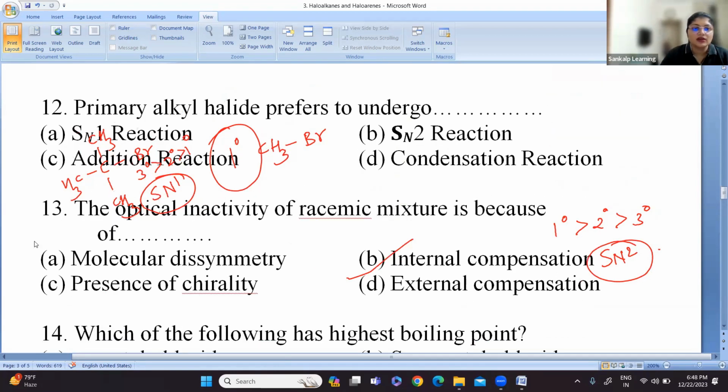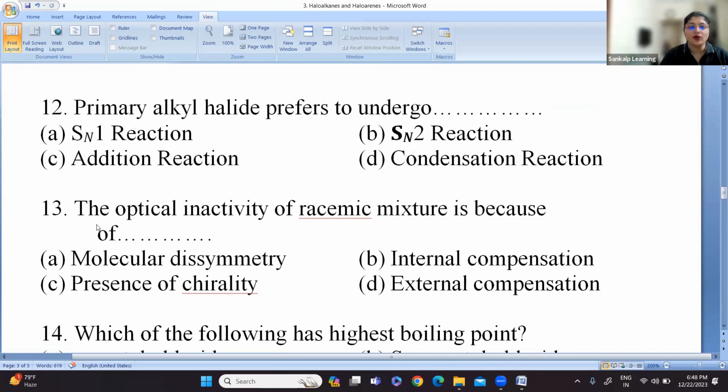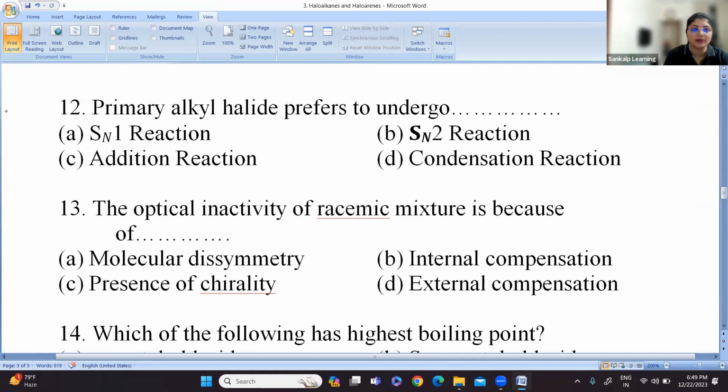Next question. The optical inactivity of a racemic mixture is because of A, molecular dissymmetry, B, internal compensation, C, presence of chirality, and D, external compensation. The optical inactivity of a racemic mixture is due to external compensation. Okay, remember this. It is due to external compensation. Now, next question.